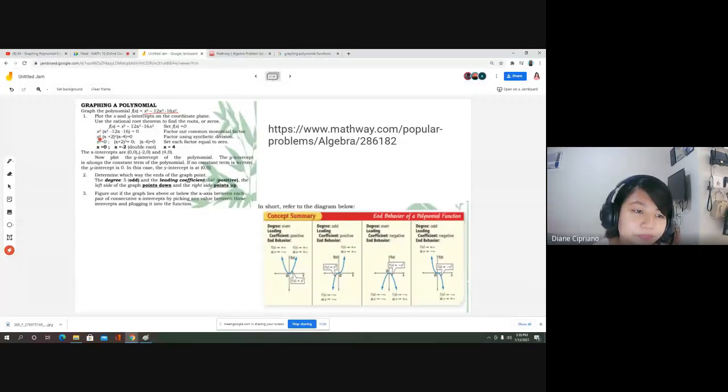And then, after that, this x squared, using the distributive property: x squared times x cubed is x raised to 5. X squared times negative 12x is negative 12x cubed. X squared times negative 16 is negative 16x squared.